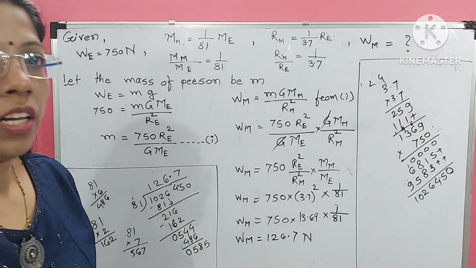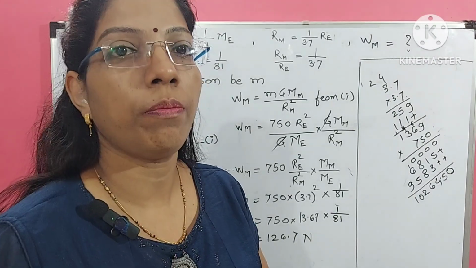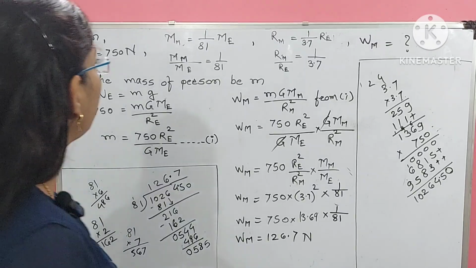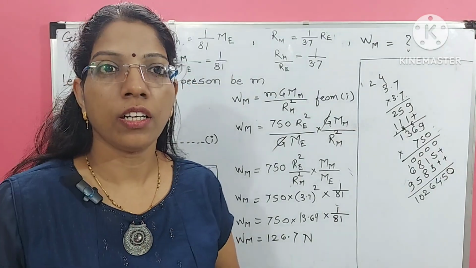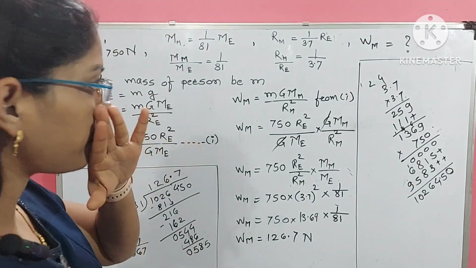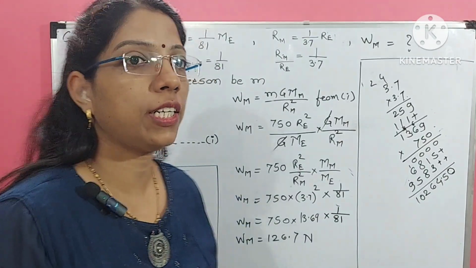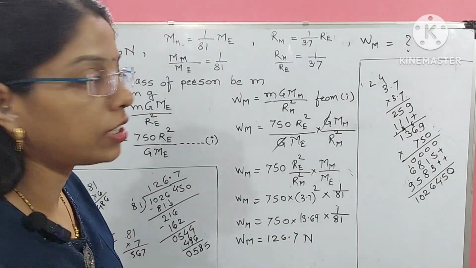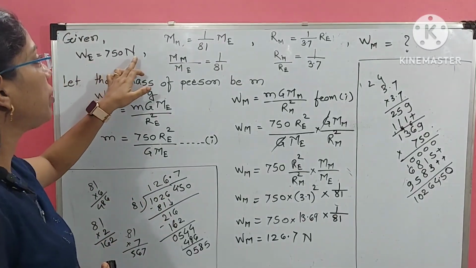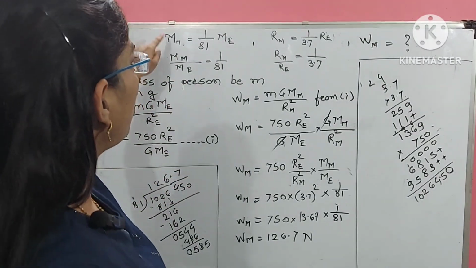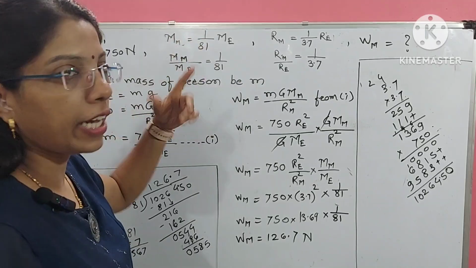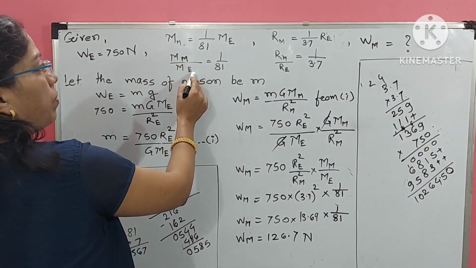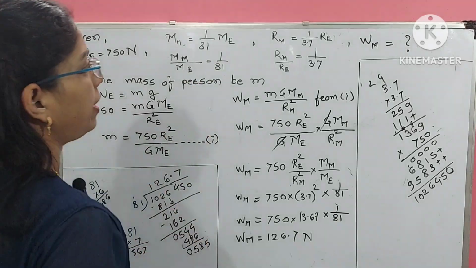So we are going to see a numerical based on mass and weight. The example is given that a person is there and the weight of the person on earth is 750 Newton. We know Newton is the unit for weight. So weight is 750 Newton on earth. The mass of the moon is 1/81 times the mass of the earth, so we can write mass of moon upon mass of earth is 1/81.